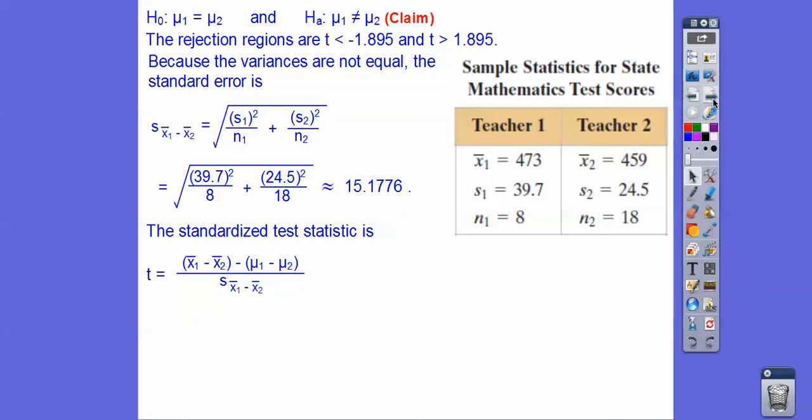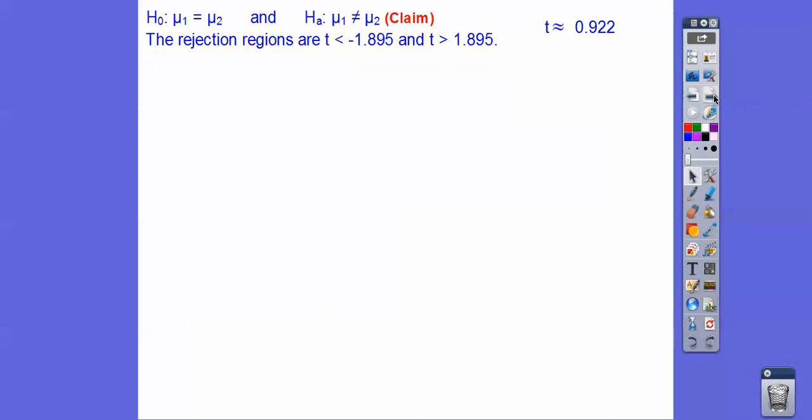Remember, that's the denominator. So our standardized test statistic is going to be 473 minus 459 minus, remember this is going to be 0, over this right here. So if we plug all that in, we get about 0.922. Is that in the rejection region? The rejection regions are to the left of negative 1.895 or to the right.